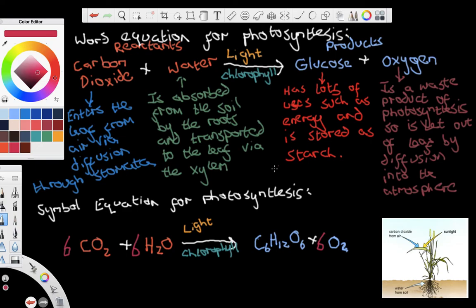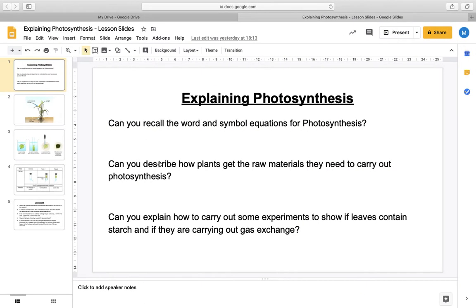The symbol equation for photosynthesis, the reactants are carbon dioxide, CO2, and water, H2O. In the presence of light and chlorophyll, will make glucose, C6H12O6, and oxygen, O2. To balance that equation, you put a 6 in front of the two reactants and a 6 in front of the oxygen. So you should now be able to tell me the word and symbol equations for photosynthesis.